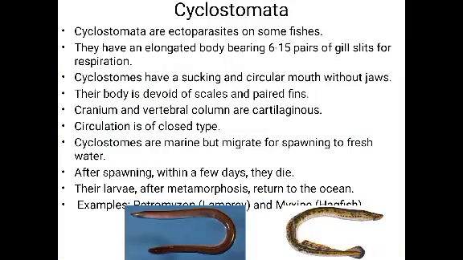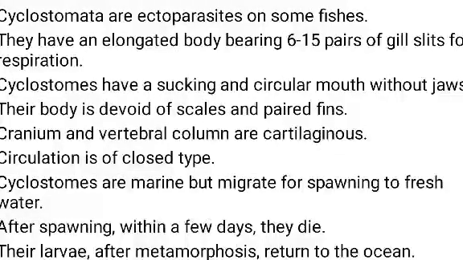So the first class we can see is Cyclostomata. The Cyclostomata are jawless fishes. As I told you, they do not have jaws, isn't it? And they mainly live as ectoparasites on some of the other fishes. Ectoparasite means they live as a parasite on the outer surface of the body of other fishes. And if you see these organisms, their body is elongated in nature.